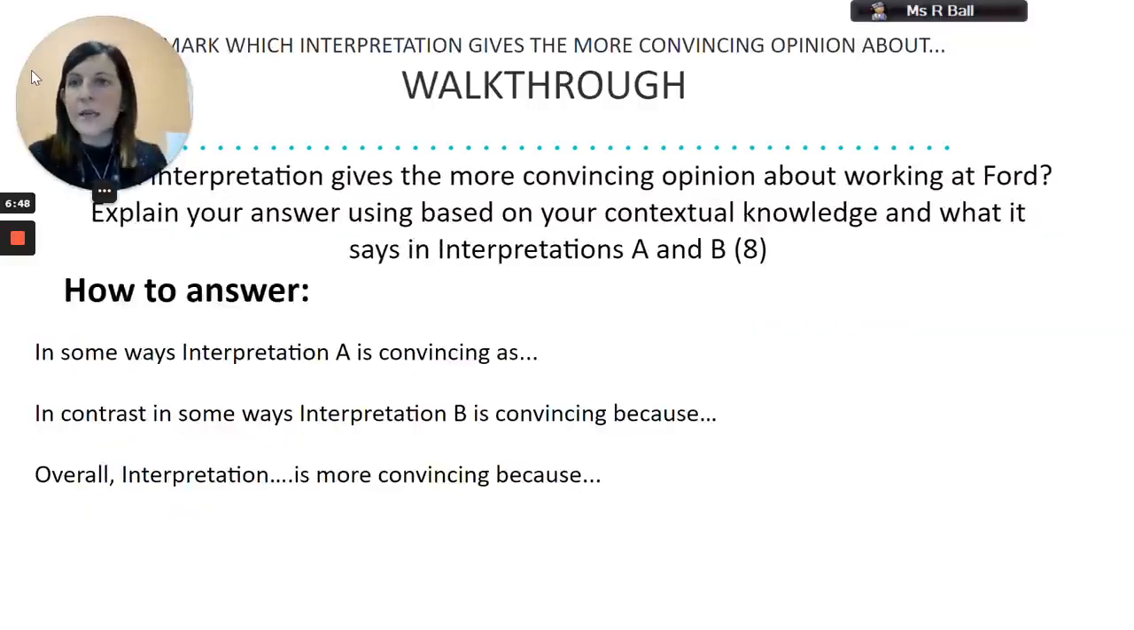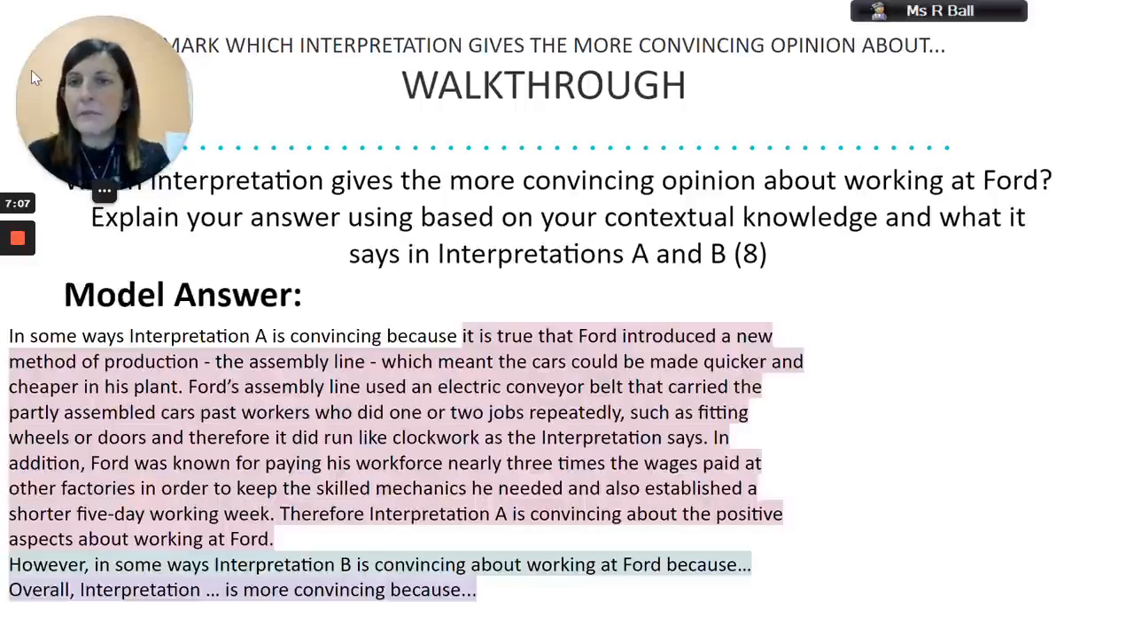So to answer this question, you will say in your first paragraph, in some ways, interpretation A is convincing, and then you'll give your own historical evidence. In contrast, in some ways, interpretation B is convincing, and you'll give your historical evidence before coming to a brief conclusion. So you'll see here that I've done a model answer for interpretation A for you.